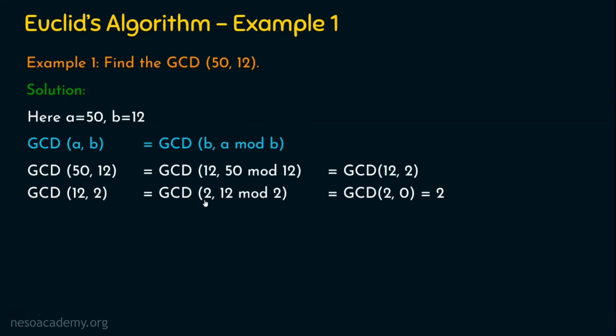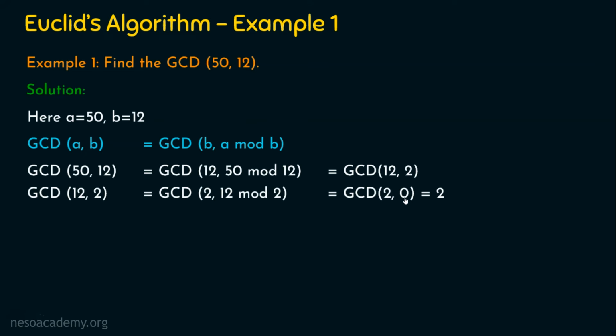So what is the value of B? You refer to this formula. Here B is 2, right? So GCD of 2, and what is A? 12. So 12 mod 2. When we simplify this, we get GCD of 2, and 12 mod 2 is 0, right? 2 goes 6 times into 12 and the remainder is 0. So we get GCD of 2, 0.